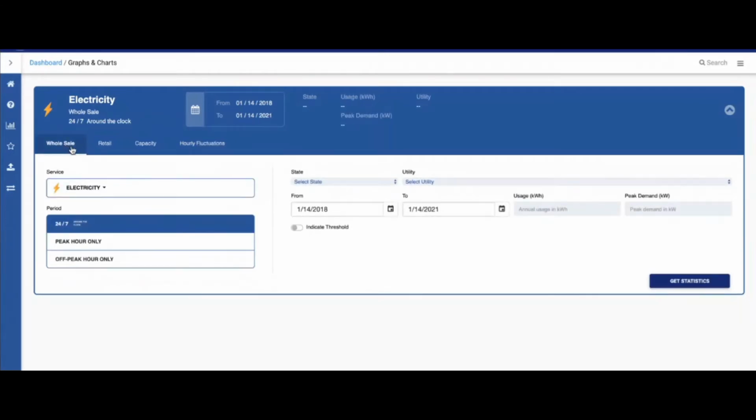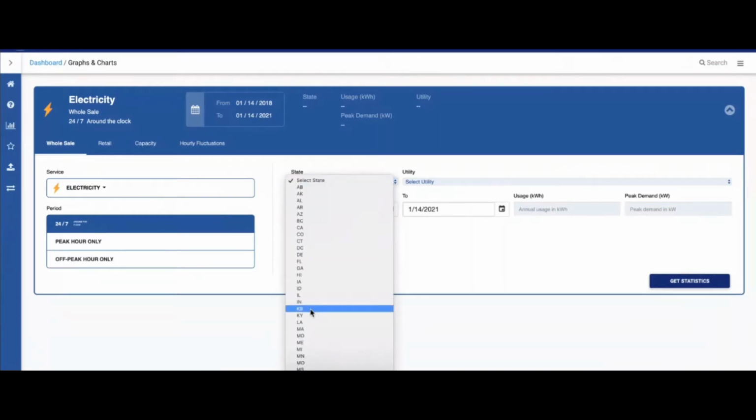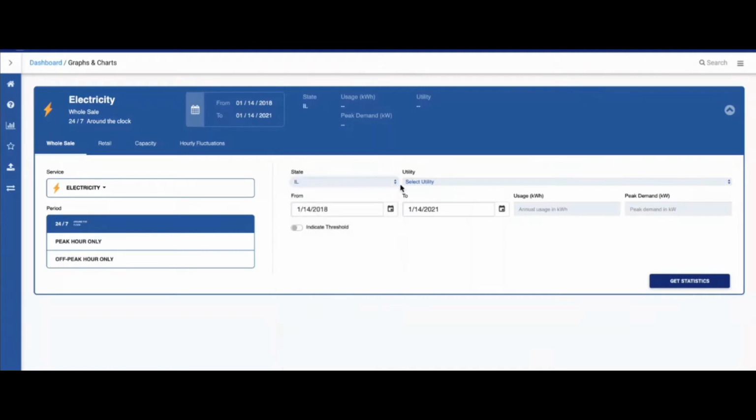So let's take a look at the wholesale tab. I just clicked wholesale right here. And let's make some selections. Electricity is our choice. And we want to look at 24/7, which means the default, where all the hours of the day would be graphed together, the average of peak and off-peak. And I want to look at the particular state of Illinois. And let's look at the utility ComEd. And let's give a time range. I want to graph 2017 to 2021.